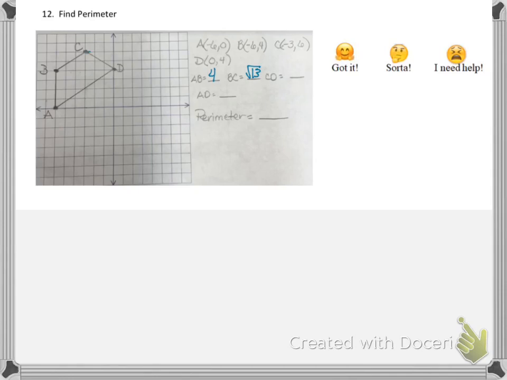Here I'm trying to figure out the length of CD, where this length is 2 and this length is 3, which ends up being pretty much like the length of BC. So we would write out that CD is also the square root of 13, but I can show you that it ends up being 2 squared plus 3 squared, which is the square root of 13. So that's the length of CD.